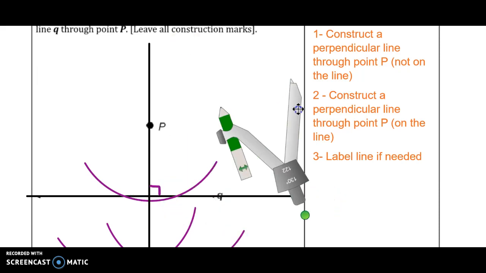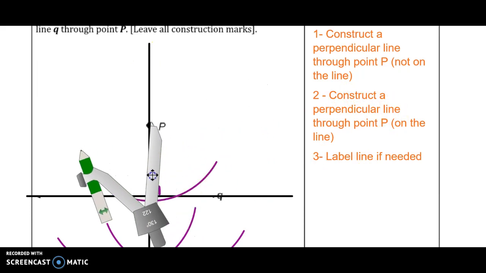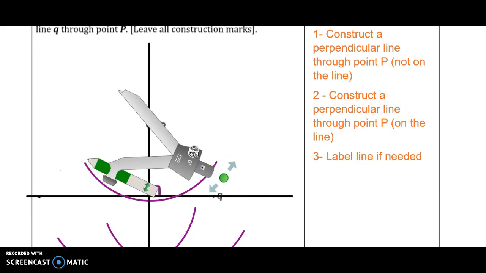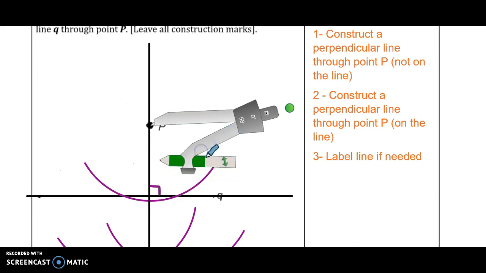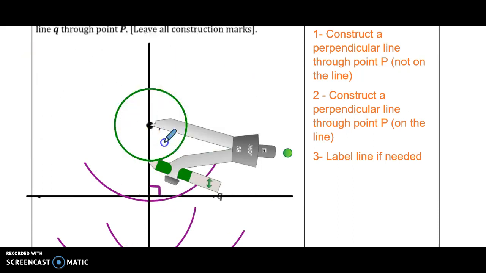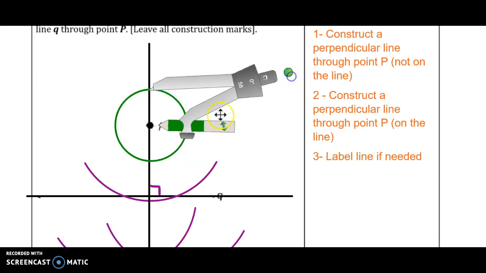All right, so now our second step is to construct a line perpendicular to the one we just did, the one we created in step 1. And it's going to be through point P, but point P is now on the line. So our first step is to make 2 arcs or a circle, whichever you prefer. Transfer your compass to one endpoint of the circle.